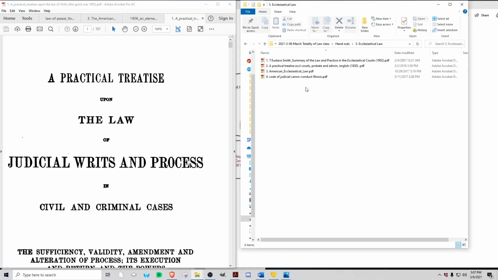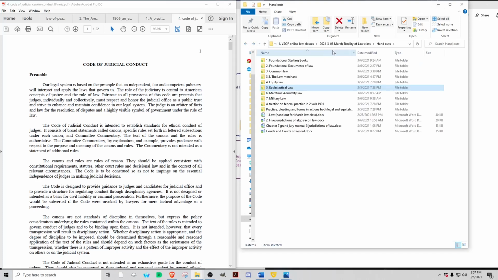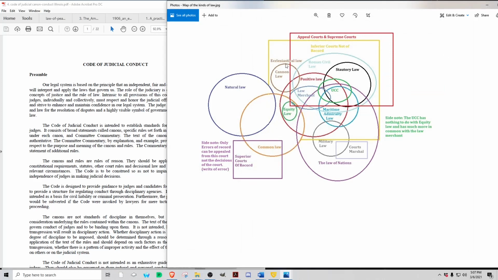There isn't too much I have under ecclesiastical law, but I just did want to, again, make sure that you guys had the understanding of what canon and code is. So let me show you something here real quick. I'll go into ecclesiastical law, and I'm going to open up the Code of Judicial Conduct for Illinois. Okay. So this is canon, right? This is judicial canon for Illinois.